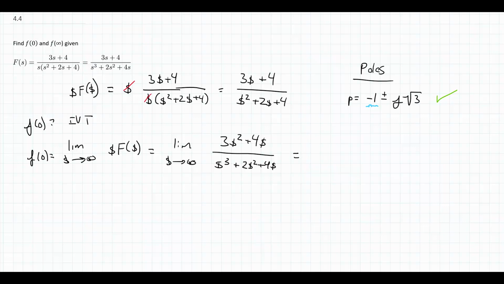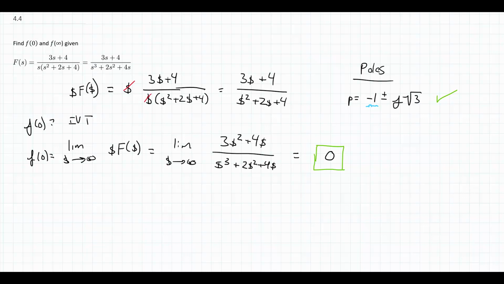We have our variable going to infinity, with a polynomial in the numerator and the denominator. The numerator is of degree 2 and the denominator is of degree 3. Since the denominator is of higher degree, our rule is that this will always go to 0. So our initial value is that f of t, when time is 0, has a value of 0.